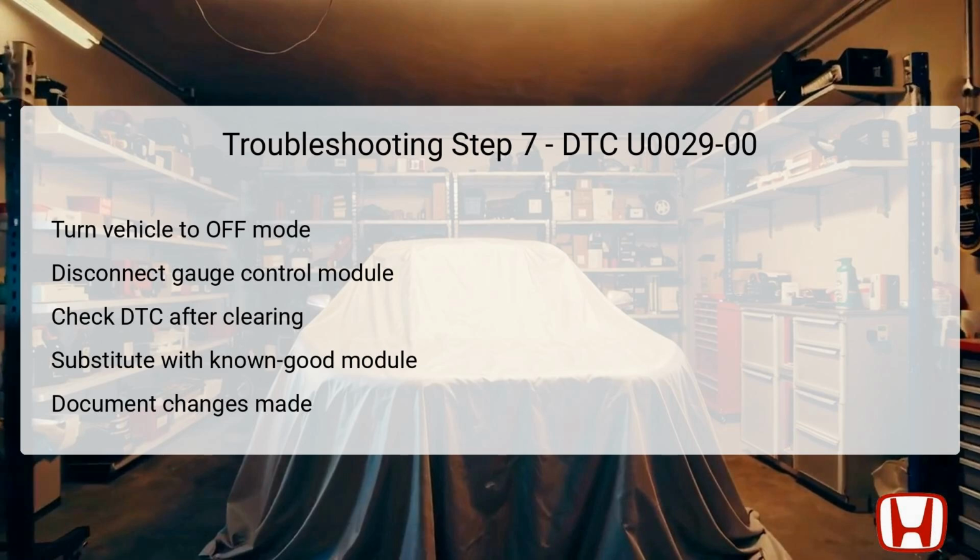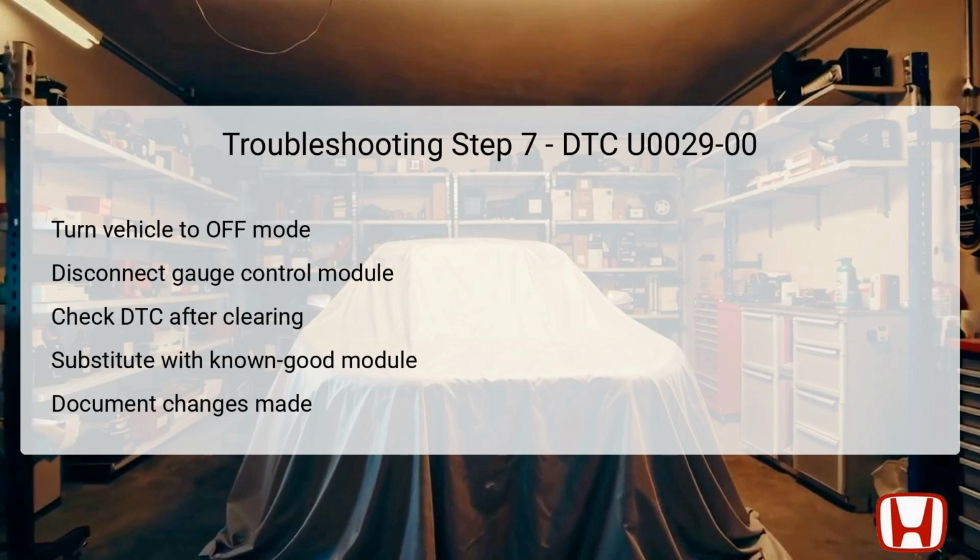With the module disconnected, turn the ignition to on mode and clear any logged DTCs through the HDS system. After clearing the codes, switch back to off mode and then power it up again after a brief pause. Once back in the on mode, check for any present DTCs. If DTC U0029-00 still appears, this suggests a possible defect in the gauge control module, which may require replacement with a known good unit.